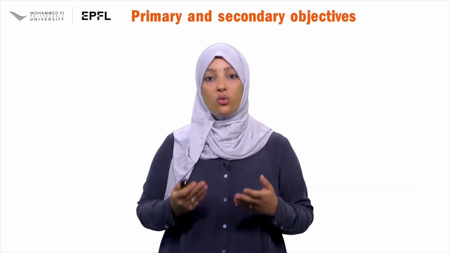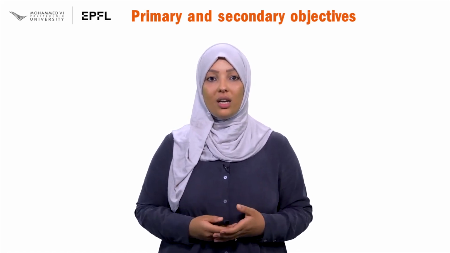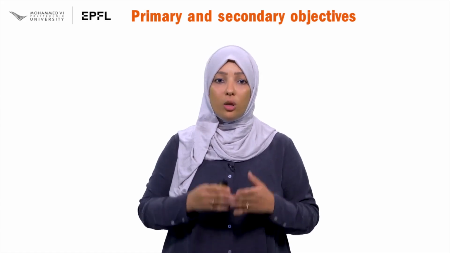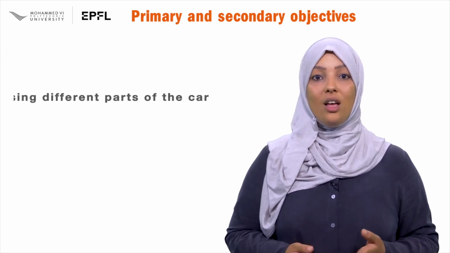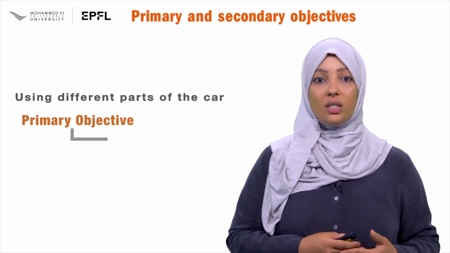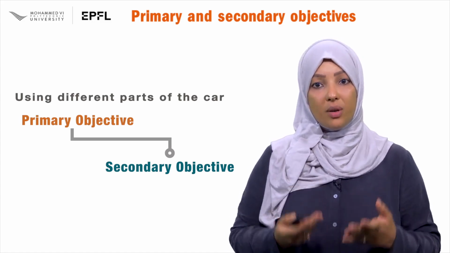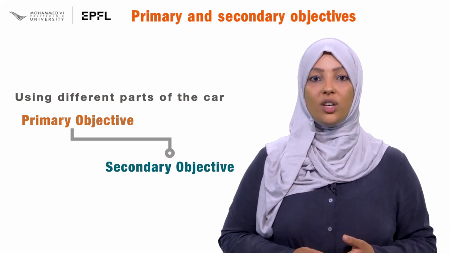If we go back to our driving example, the objective of using different parts of the car is quite general. How will you ensure that you include all the parts of the car? And how do you measure it? Well, you need to break this primary objective down into secondary objectives. These are basically intermediary steps that the learners have to go through to reach the primary objective.